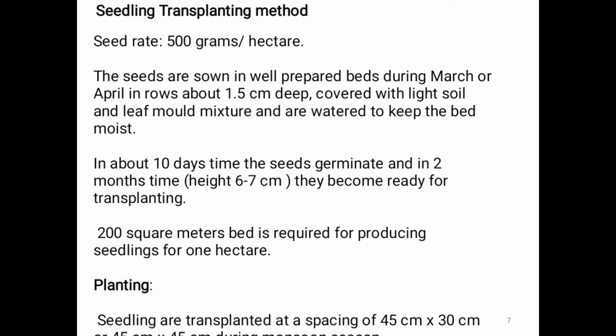Second, seedling transplanting method. Periwinkle is propagated by seeds, by the seed sowing method and the seedling transplanting method. Seed rate is 500 grams per hectare.